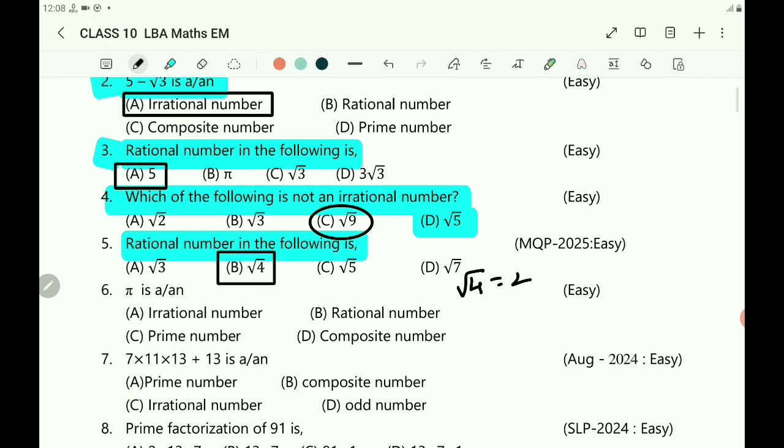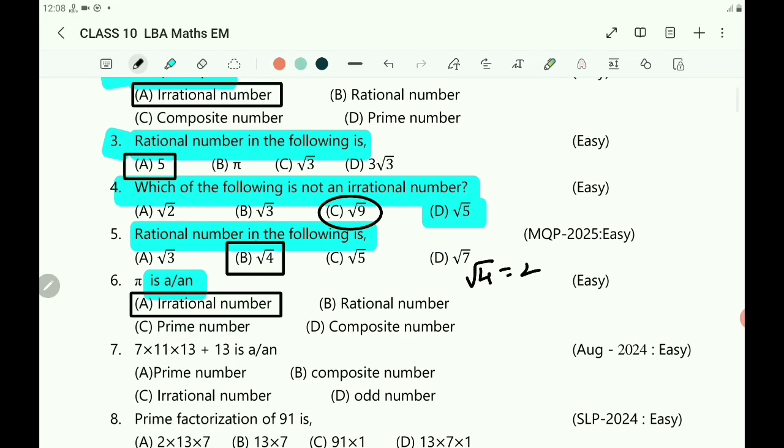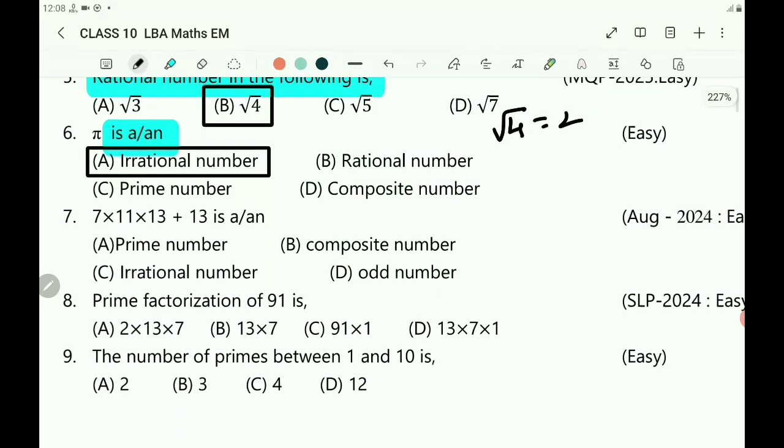Then you take the next one. Pi is an. You know that it is discussed already in question 3. Pi is irrational. So what is the answer? The answer is irrational. Option A, irrational is there. Option B, rational is there. Option C, prime number is there. Option D, composite number is there. So what is the answer? Option A, irrational is the answer. Pi is an irrational number. Then question number 7.